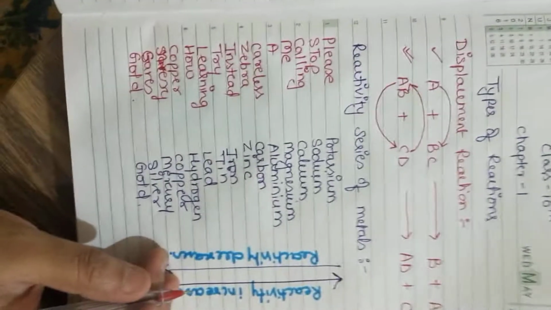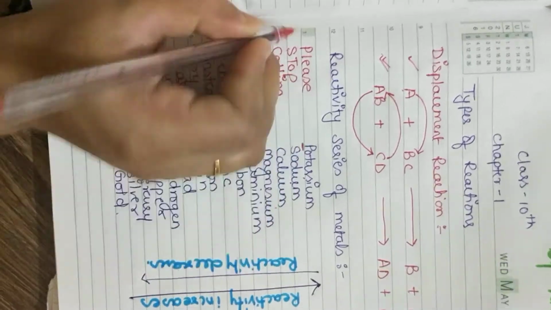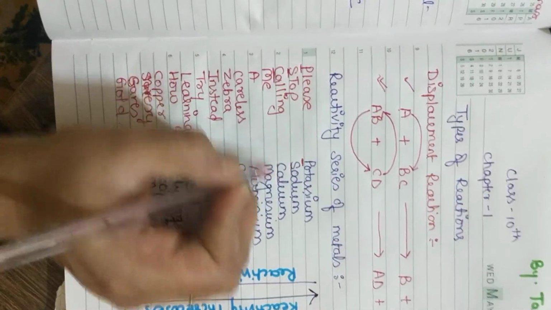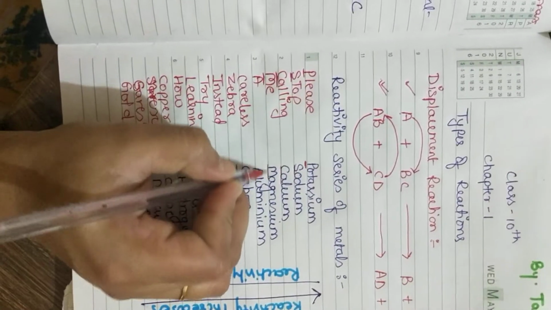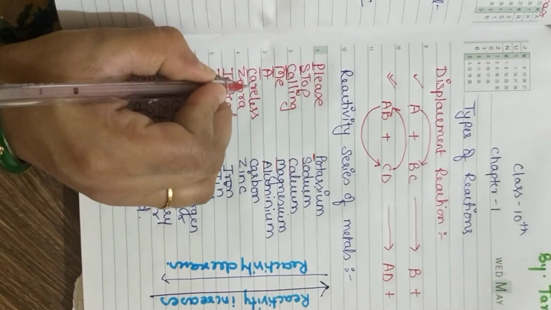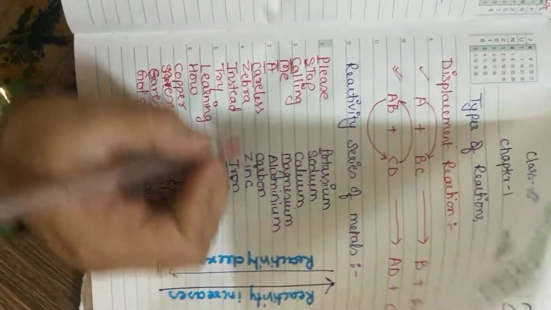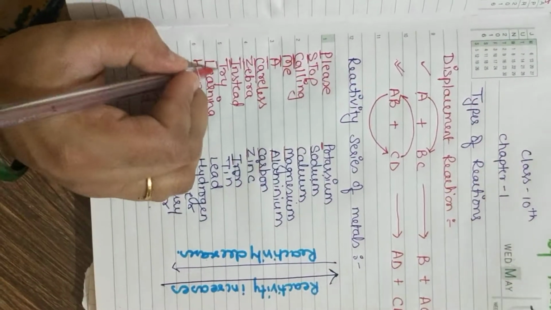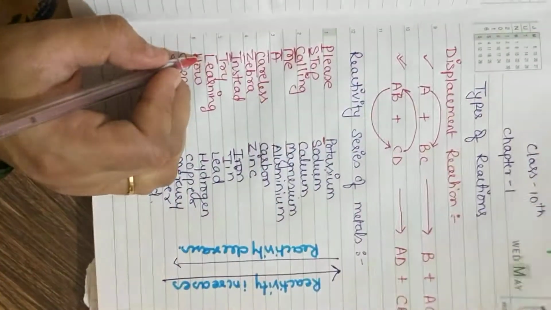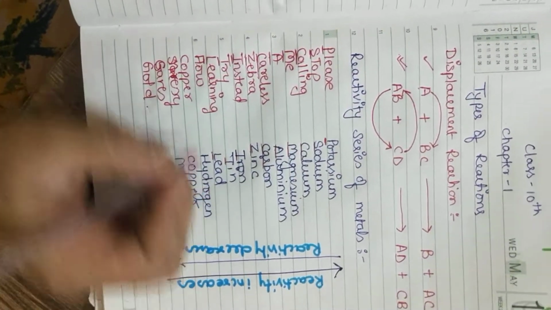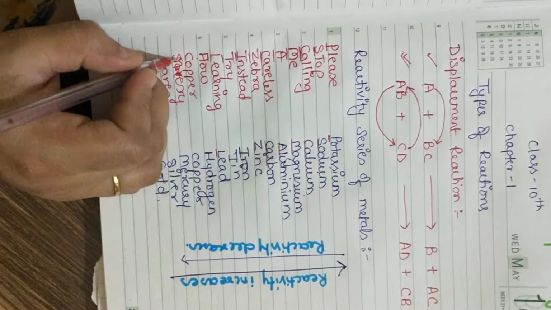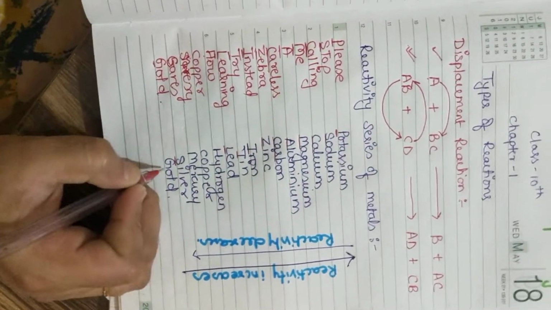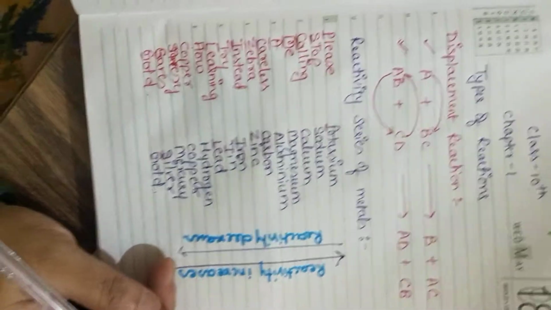Okay, so how do we know? P is potassium, S is sodium, calcium, Ca for calcium, Mg means magnesium, Al aluminium, C means carbon, and Z is zinc. Instead, I is iron, try means tin, Sn, learning means lead, Pb. And H means hydrogen, copper as it is, mercury as it is, saves means silver, and gold is also as it is. So you have to remember this series.